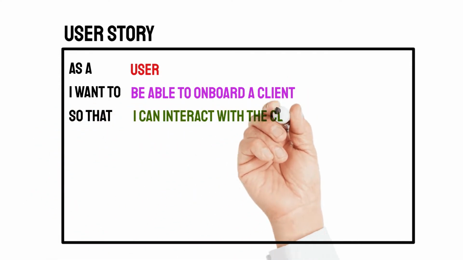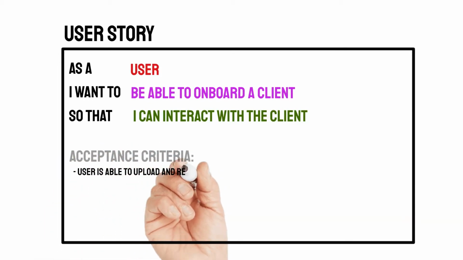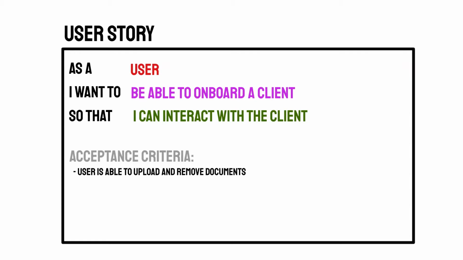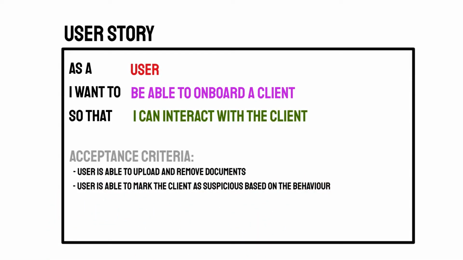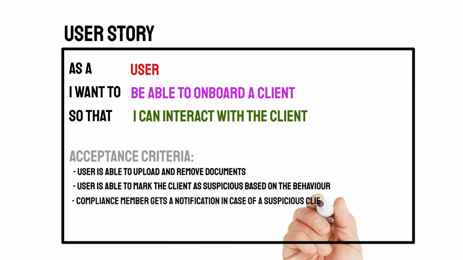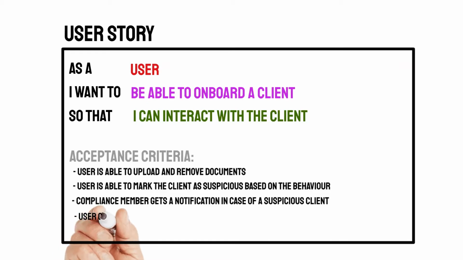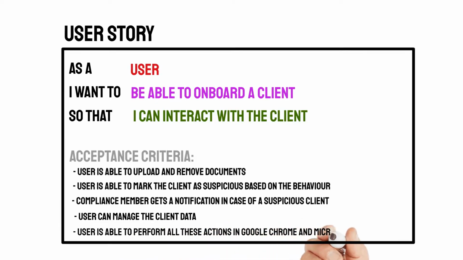And also let's assume we have acceptance criteria for this user story. The first one is the user is able to upload and remove documents. The user is able to mark the client as suspicious based on the behavior. Compliance members get a notification in case of a suspicious client, automated. The user can manage client data. And the last acceptance criteria, the user is able to perform all these actions in Google Chrome and Microsoft Edge browser.